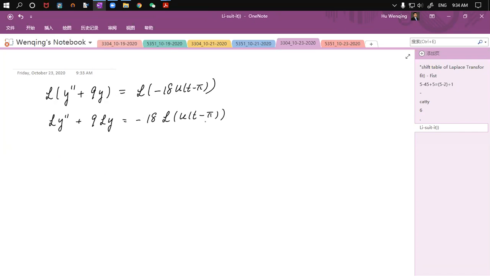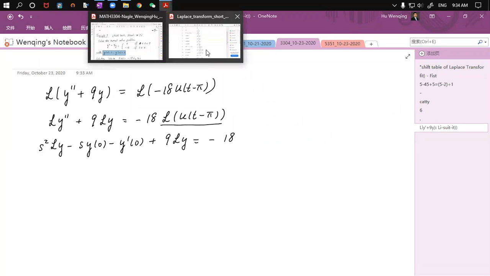Are going to be this situation. But the Laplace transform of y second derivative is s squared times the Laplace transform of y minus s times y of 0 minus y prime of 0, plus 9 times the Laplace transform of y, is minus 18 times the Laplace transform of u(t minus pi).